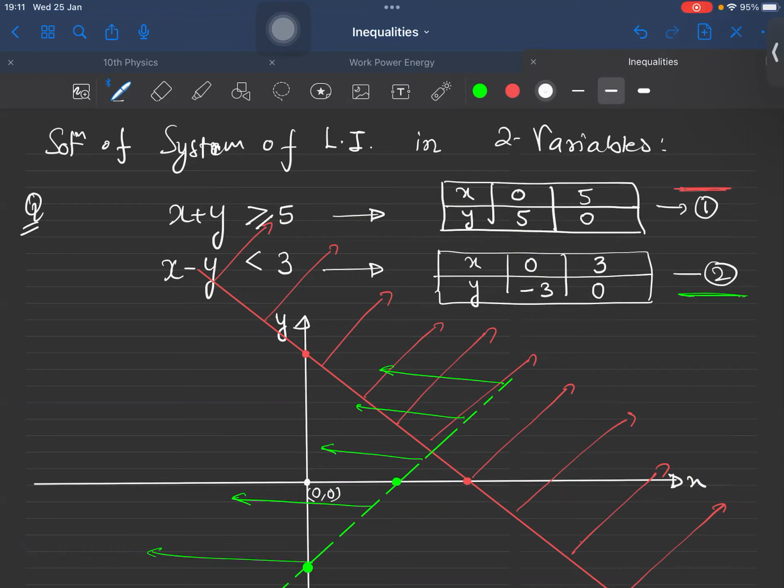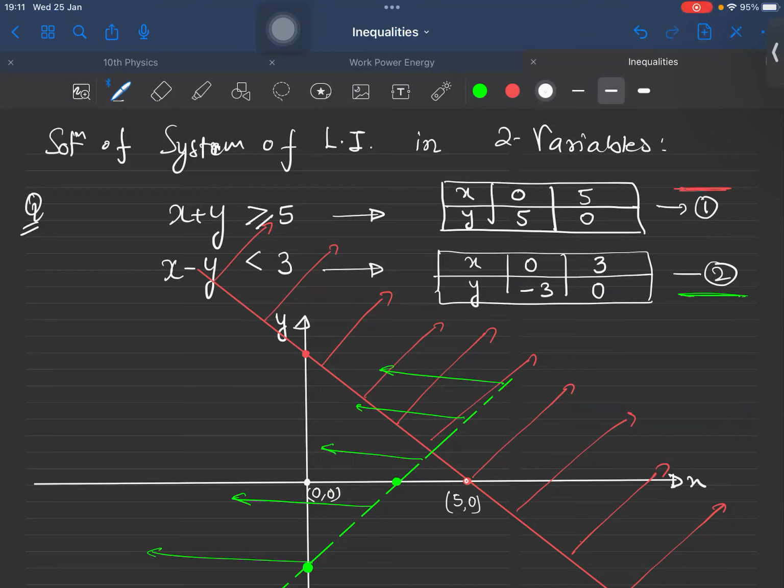Now in the second equation, if you plot x minus y, and put 0 in both, you'll get 0, which is lesser than 3. So it satisfies. All right. You take any point here. Let's say this point is 5, 0. If you put 5, 0 in the first equation, you'll get 5. That means it is not less than 3. Okay, so this graph is correct.